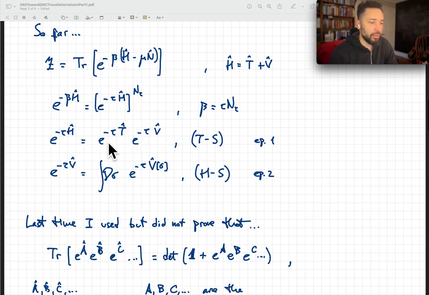And this is the simplest type of trace-determinant factorization you can use, e to the minus tau T, e to the minus tau V, so kinetic factor, potential factor, but you can make it much more complicated. And here I use an equal sign, but of course this is not exactly equal. There's an error that we're making when we're approximating the left-hand side with the right-hand side. So there are definitely much better decompositions than this one. Here I'm using this one just for brevity.